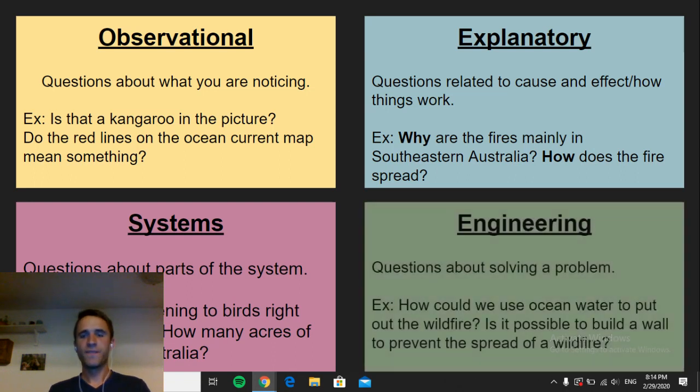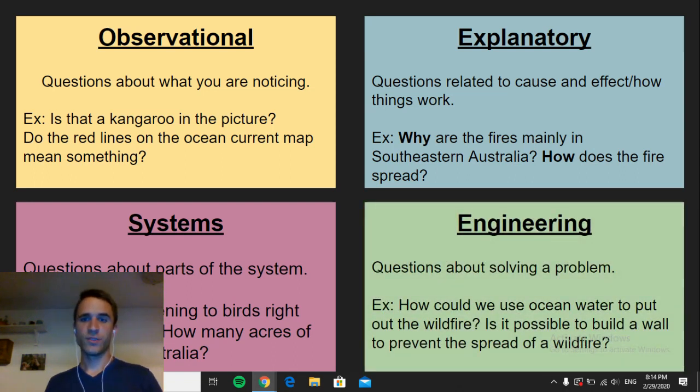And last but not least, guys, the 4th type of question is an engineering question. Engineering questions are always about solving a problem. We've learned that engineering is using science to solve problems, right? The same way, embedded in any phenomenon, you can always find problems that need to be solved, right?